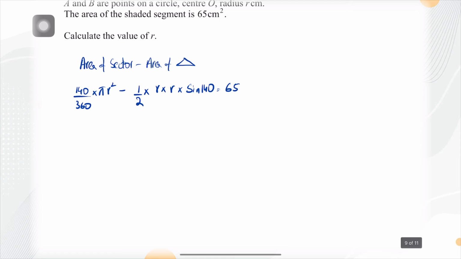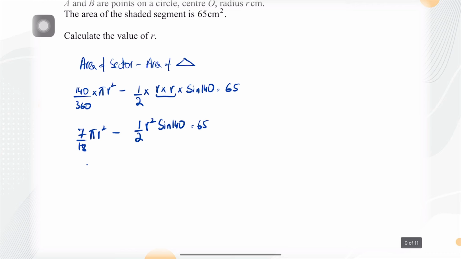So first of all, we have to find out the value of r, right? The first thing I'm going to do is take r squared common. Why? Because if you multiply these two together, you get r squared as well. So half r squared sine 140 equals 65. And then if you want, you can do a bit of simplification. In fact, 140 divided by 360 is 7 upon 18. So 7 upon 18 pi r squared.